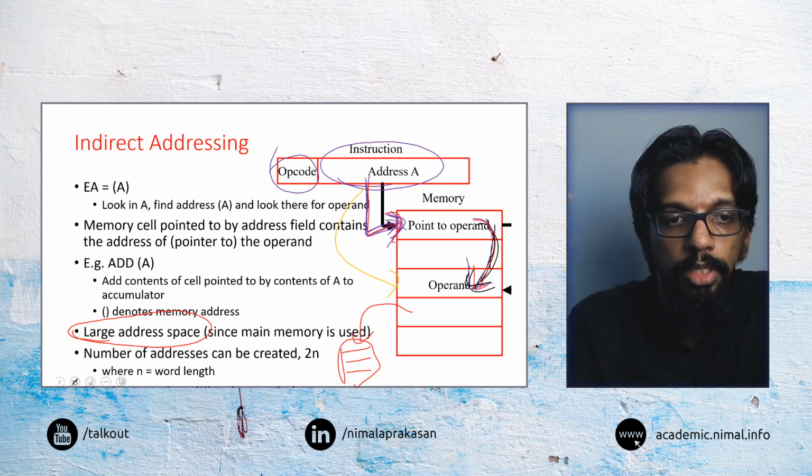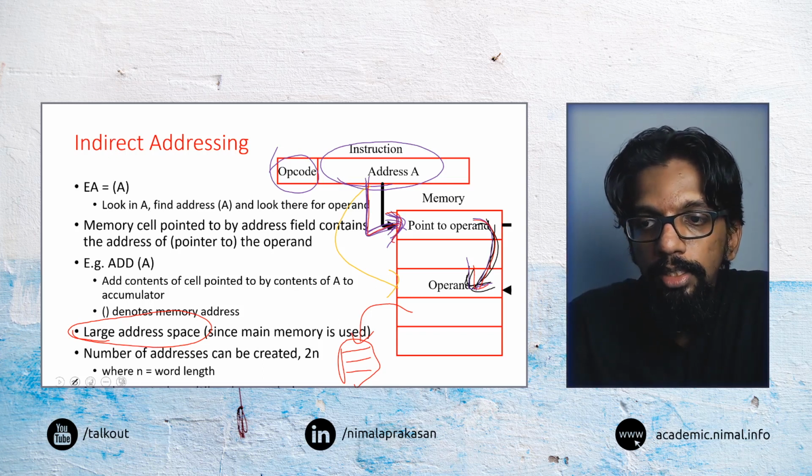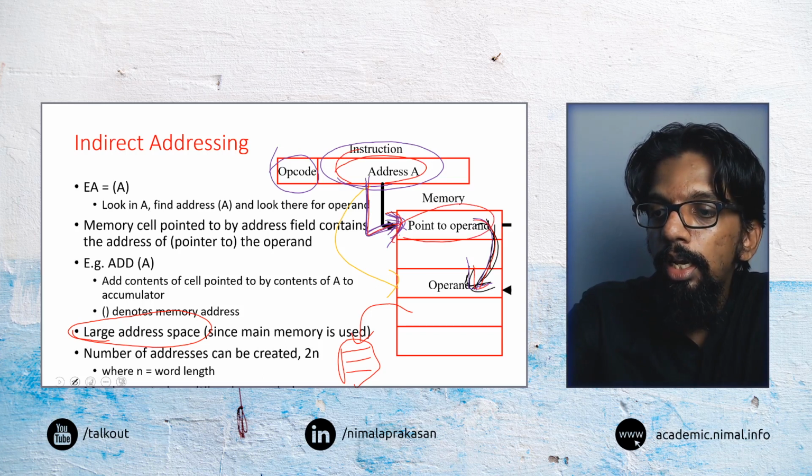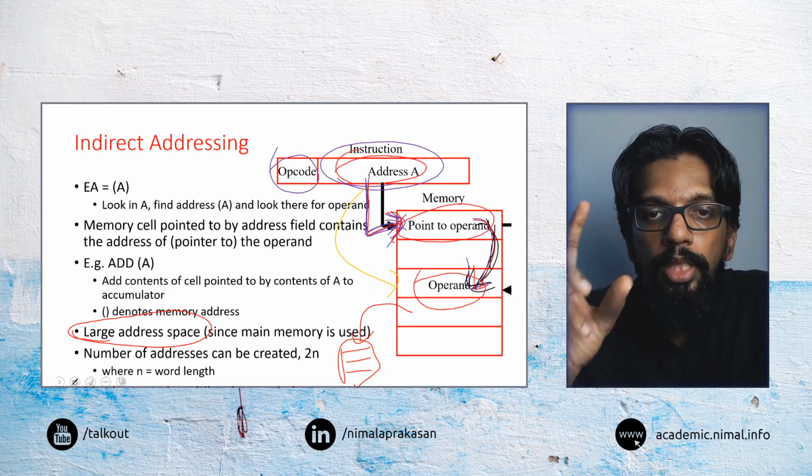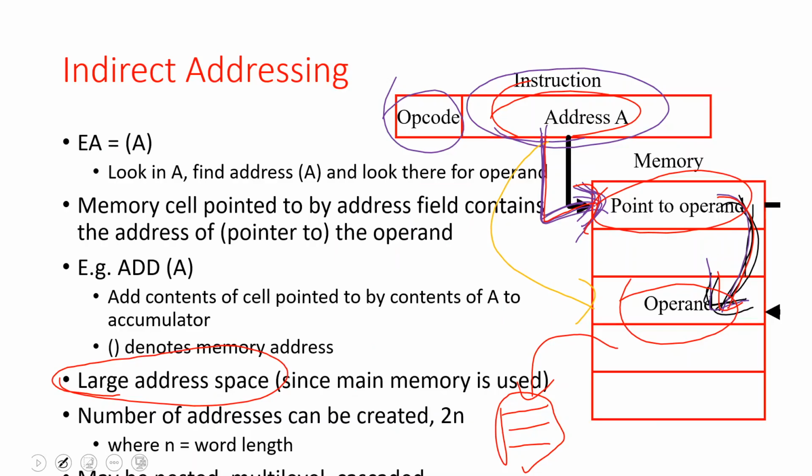We have to first go to the address given in the instruction, then that points to another place where the operand is. So that is indirect addressing.